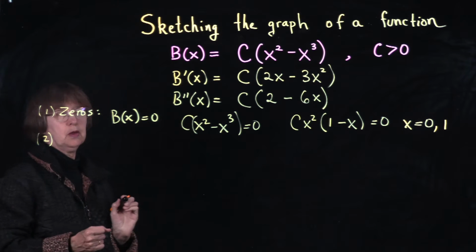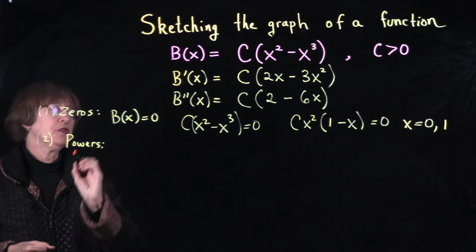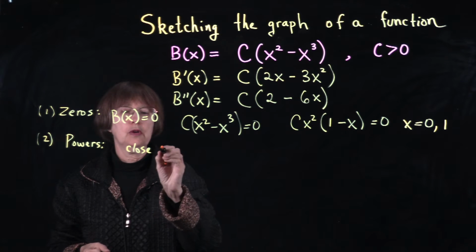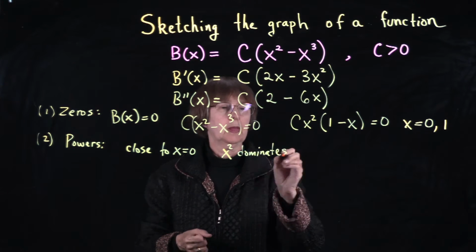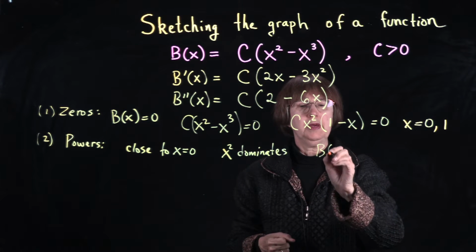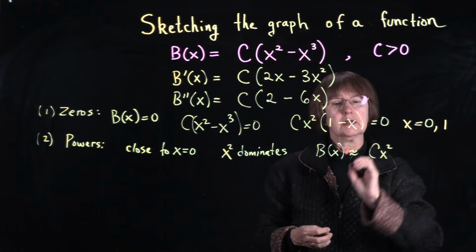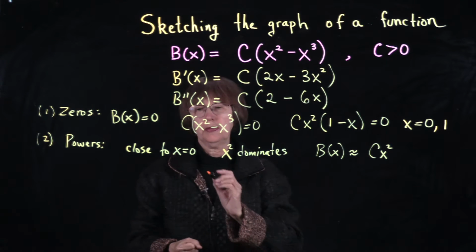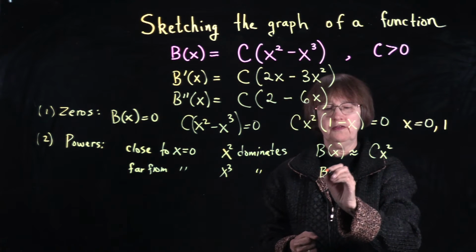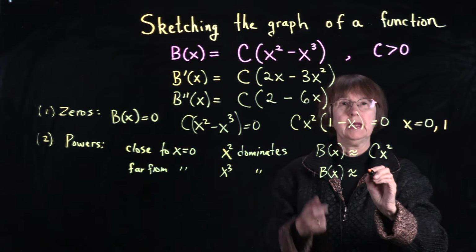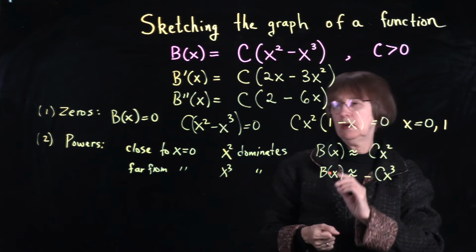So let's use another skill that we've learned earlier this semester, namely let's look at the powers and see which of them dominate where. Close to the origin, the term with the lower power dominates, and so the function can be well approximated by cx squared near x equals 0. On the other hand, far away, x cubed dominates, and then the function is well approximated by the higher power, which is minus cx cubed.